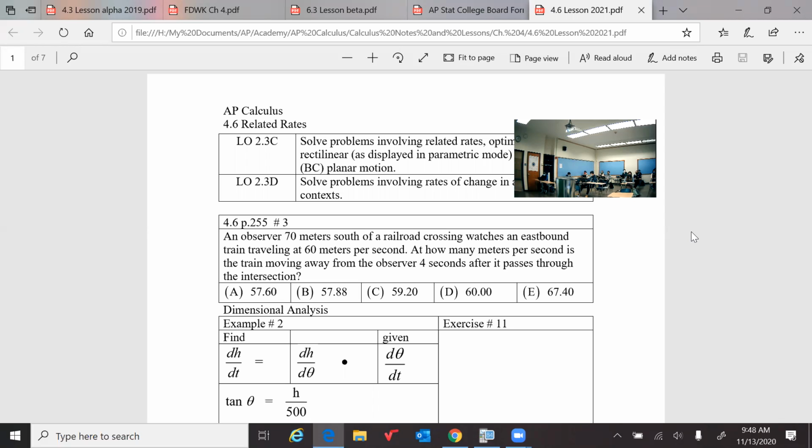So if they're going 60 meters per second for 4 seconds, this would be 240 meters. Yes? And you immediately think of something when you see 70 and 240. I do it, believe me. 250. Thank you, Eddie. Why? That's a Pythagorean triple, where the side lengths are scaled by a factor of 10.